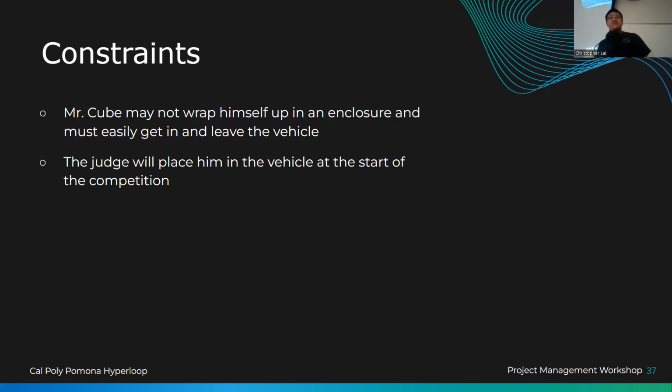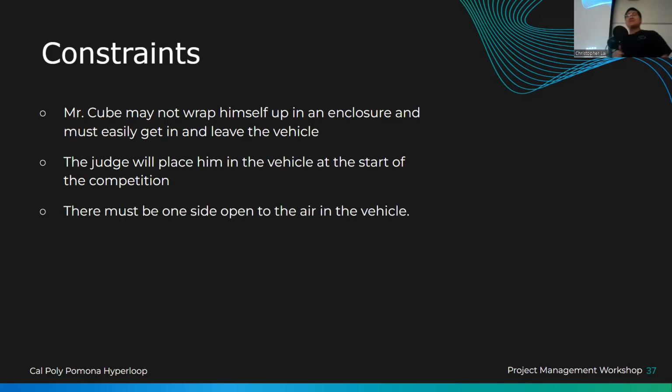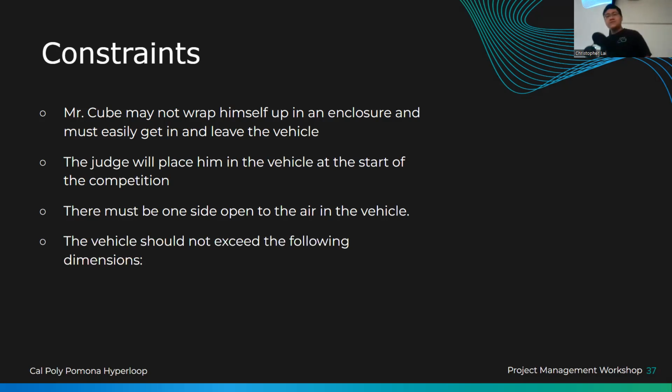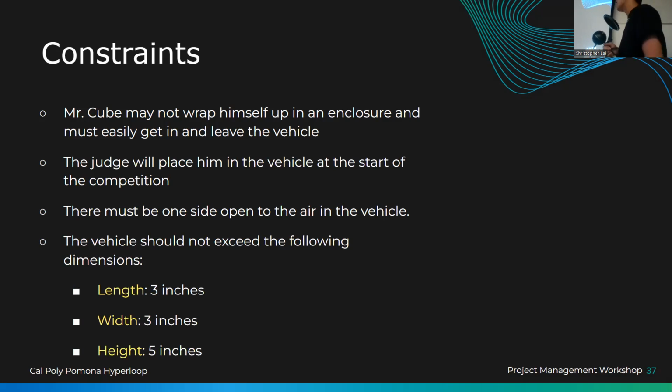The judge will place him in the vehicle at the start of the competition. So you will not be able to place him in the cage, right? So you can't tape him in. There must be one side open to the air in the vehicle. So you can't, again, create a box. He must be able to fall out. And the vehicle should not exceed the following dimensions. It shouldn't exceed 3 inches by 3 inches by 5 inches, which is pretty small, so don't exceed that.